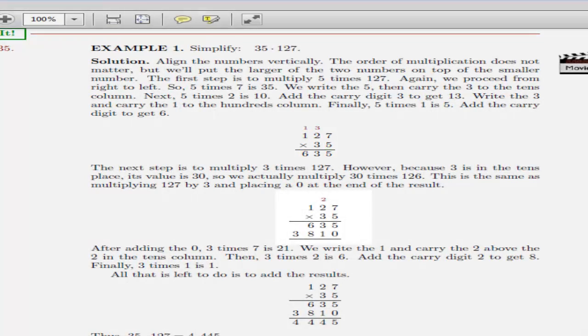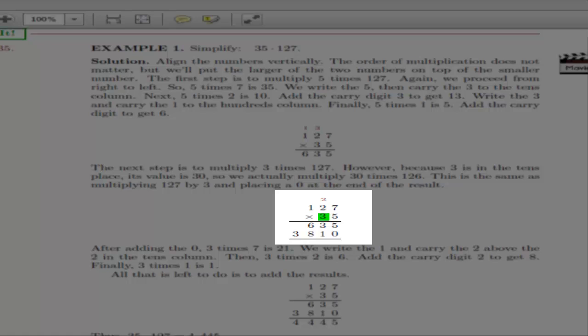The next step is to multiply 3 times 127. However, because 3 is in the tens place, its value is 30. So we actually multiply 30 times 127.